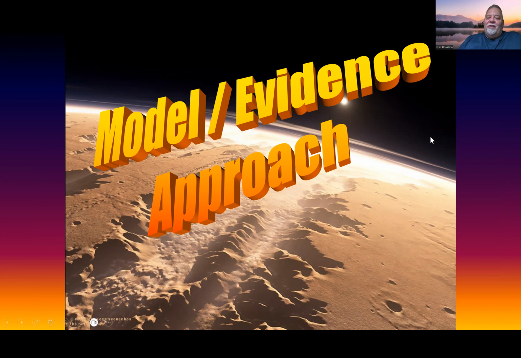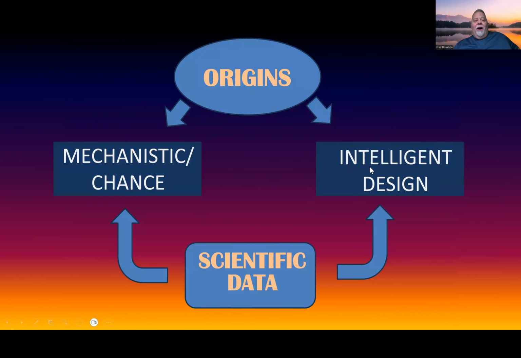And so we use this model evidence approach. We've got two models that kind of describe origins. There's the evolutionary model, which is kind of a mechanistic model, or a thing by chance. Natural selection occurred by chance. We got different mutations, and natural selection either wiped them out, or maybe if they were beneficial, kept them. And over a period of millions or billions of years, you got animals evolving from one kind to another, and of course all that came from an inanimate world.